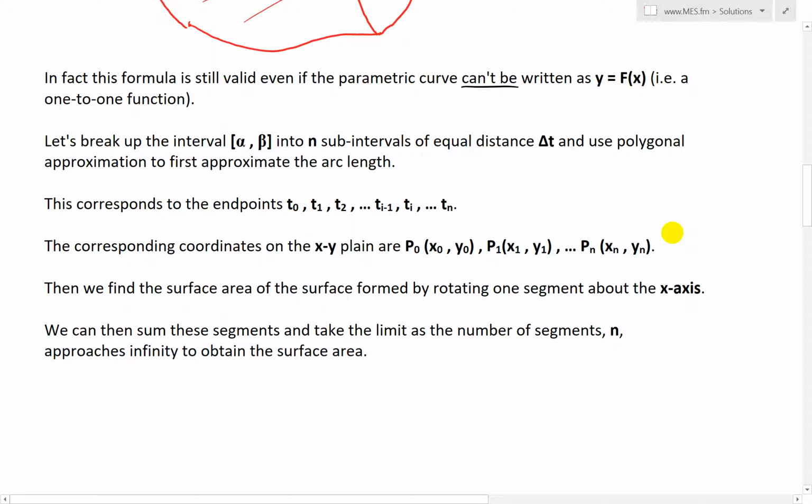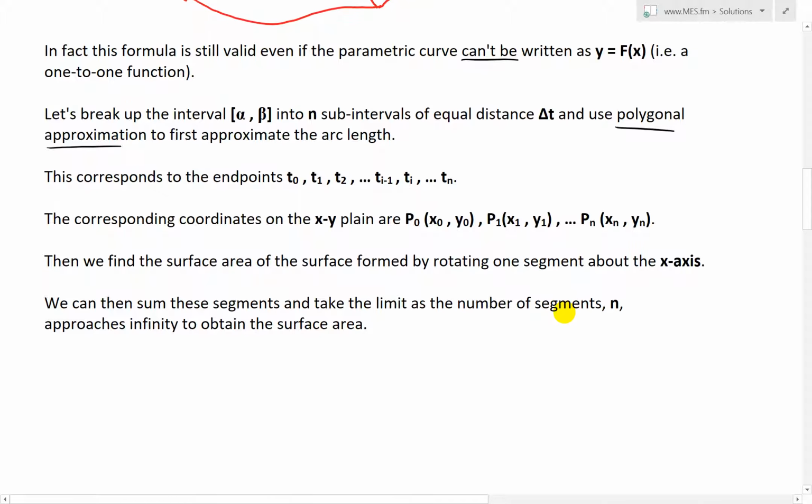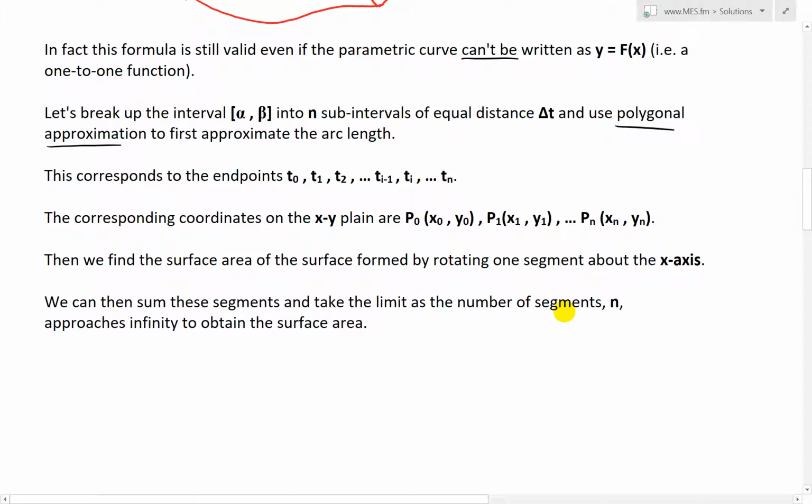To do that, we'll use polygonal approximation, exactly the same as with arc length, and my earlier videos on surface area for regular functions. So let's break up the intervals. Let's break up the interval from alpha to beta into n subintervals of equal distance delta t, and then use polygonal approximation to first approximate the arc length, and then rotate that segment around, and I'll get to that in a bit.